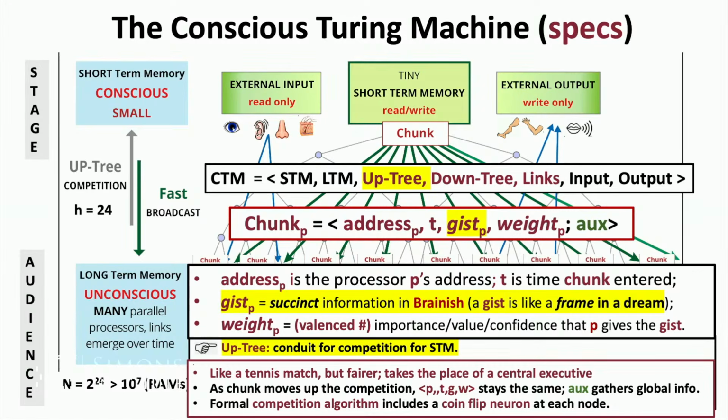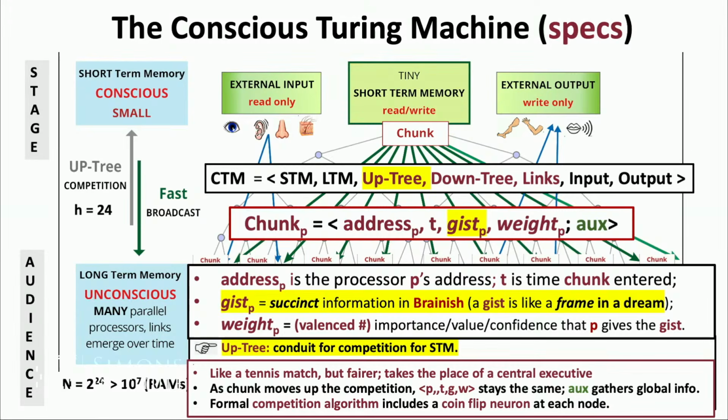Okay, as the chunk moves up the competition, the first 4 components of the chunk stay the same, but the auxiliary information, I won't go into that in detail, but it slowly gathers more and more global information. So when one gets the winner on top, we have the original information that was put in plus a lot of global information. Okay. And another thing which I won't go into, but we were determined, particularly Manuel was determined that this would be a totally deterministic model.